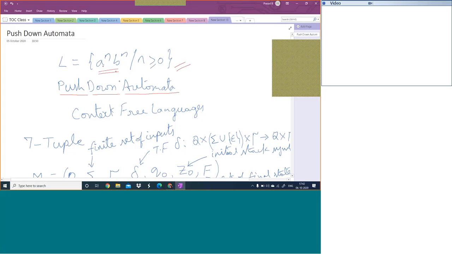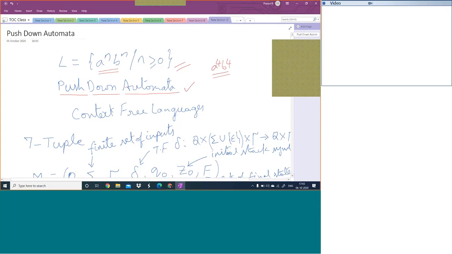I repeat, whatever the automata is accepting this language, it has to verify whether A's and B's are equal or not. Suppose A power 4, B power 4. Yes, here A's are 4 and B's are 4. These are equal. So to verify whether A's and B's are equal or not, we must require a memory. Yes, PDA has the memory.